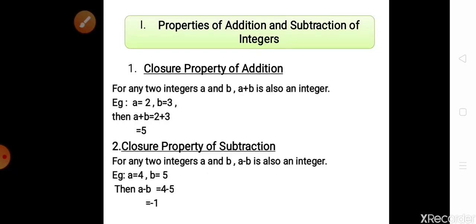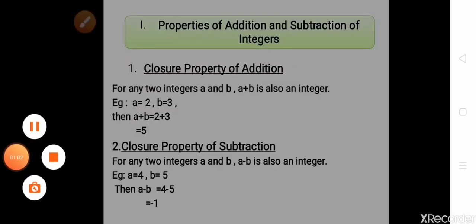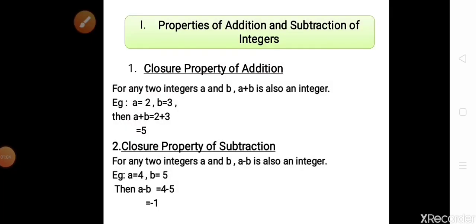I hope the closure property of both addition and subtraction is clear to you, and you can also try the same with different numbers. As you can see, I have taken all positive integers. You can try with negative integers also. You can take one negative and one positive also.